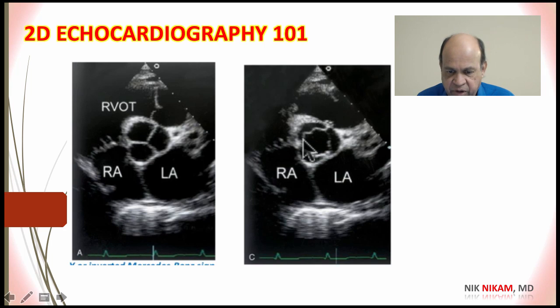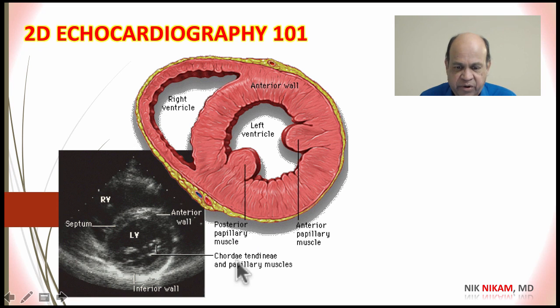When the aortic valve is opened, you can see there is a wide opening of the aortic valve, and this is known as the Mercedes-Benz sign. When you see that, it is an indication that you are dealing with three leaflets, so you are not dealing with a bicuspid aortic valve, but a tricuspid aortic valve.